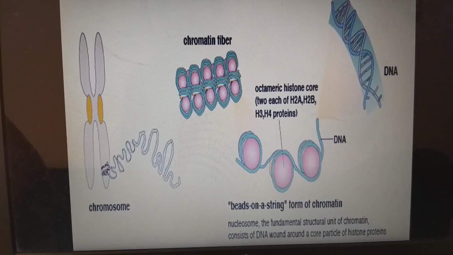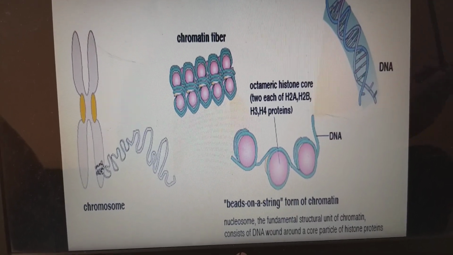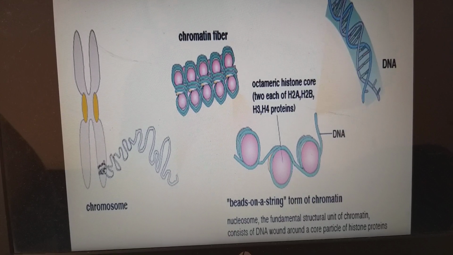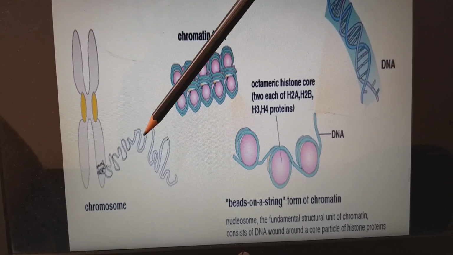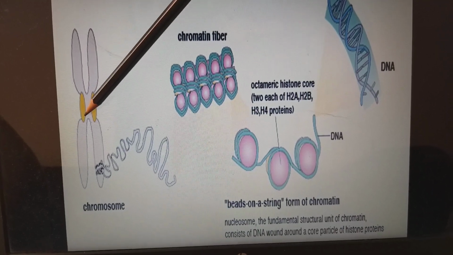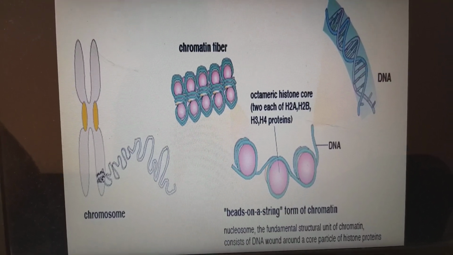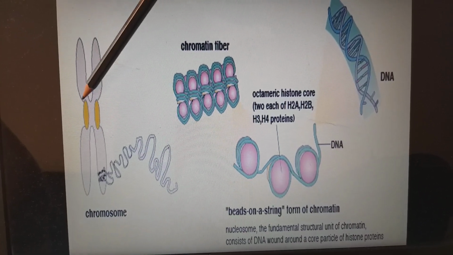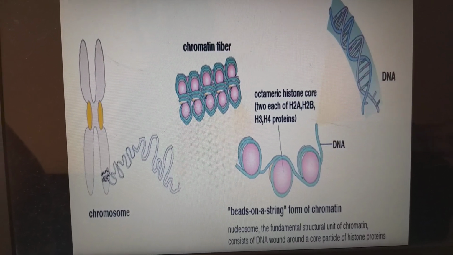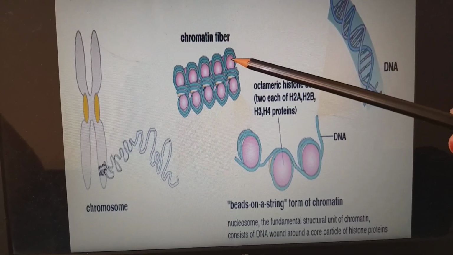So this is the picture of the chromosomes. The word chromosome can only be used during cell division, because a chromosome is nothing but tightly packed, condensed chromatin material. Here we have the centromere, which is nothing but the center part of the chromosome. And this is the chromatin fiber microscopic picture.